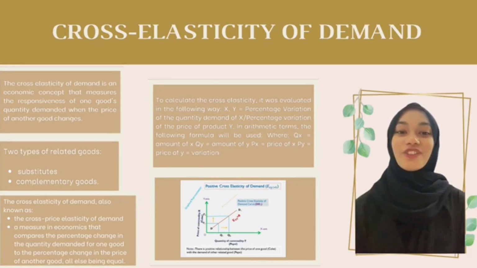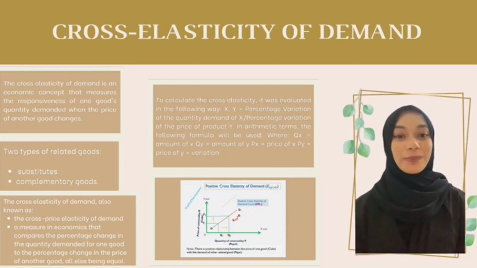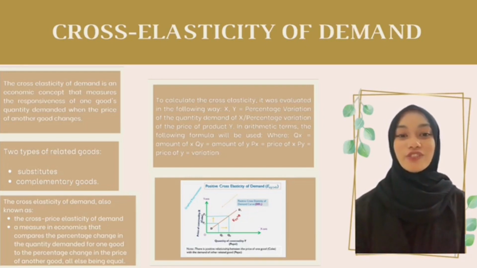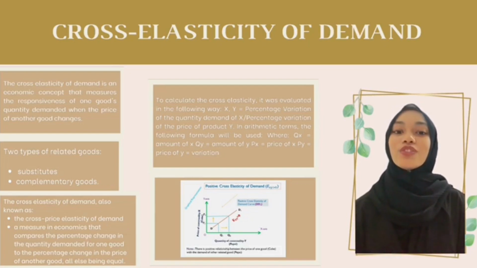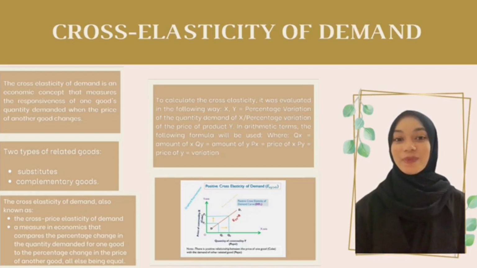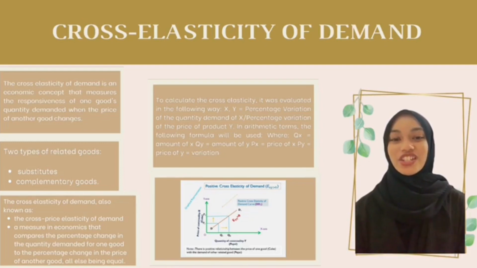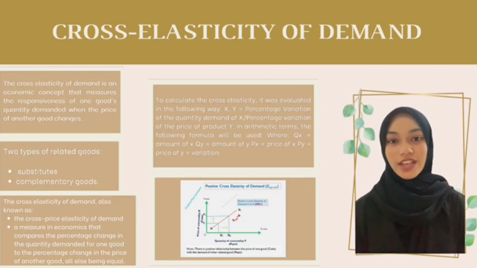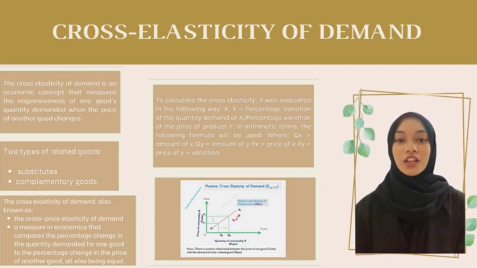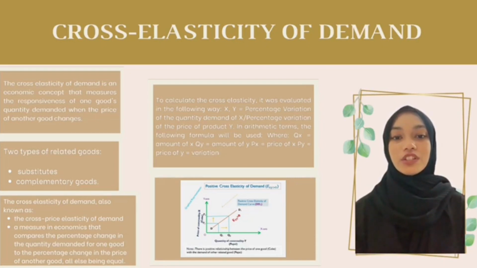The cross elasticity of demand is an economic concept that measures the responsiveness of one good's quantity demanded when the price of another good changes. This measurement, also known as cross price elasticity of demand, is calculated by dividing the percentage change in the quantity demanded of one good by the percentage change in the price of the other good. Because consumption behavior is linked, a change in the price of one good causes a change in demand for another.